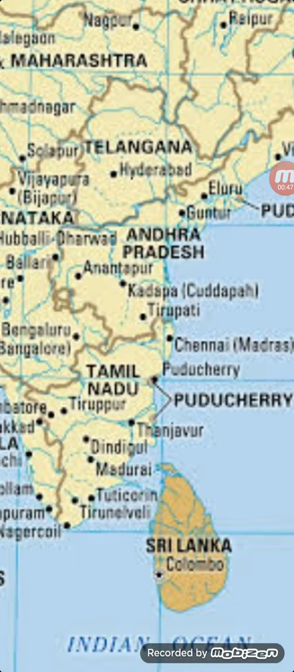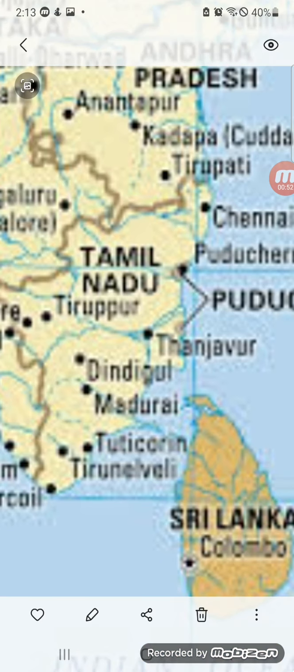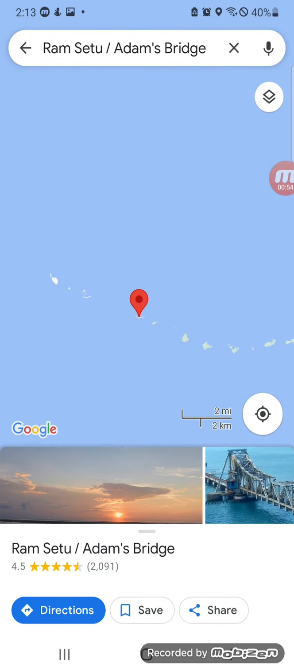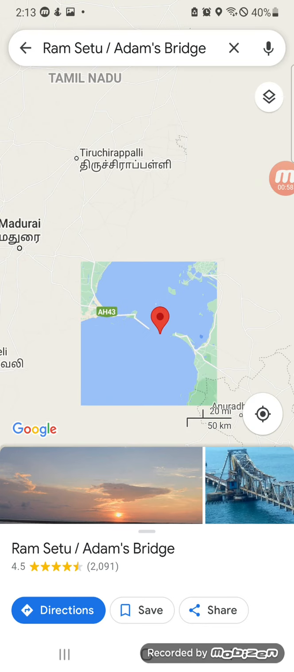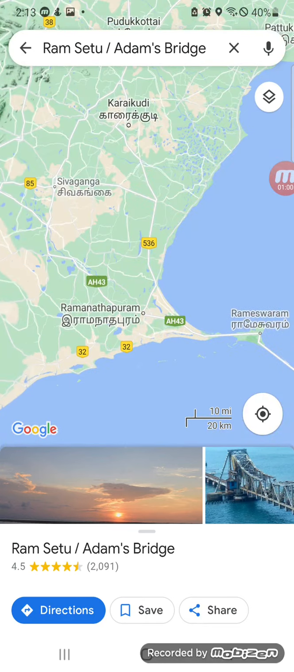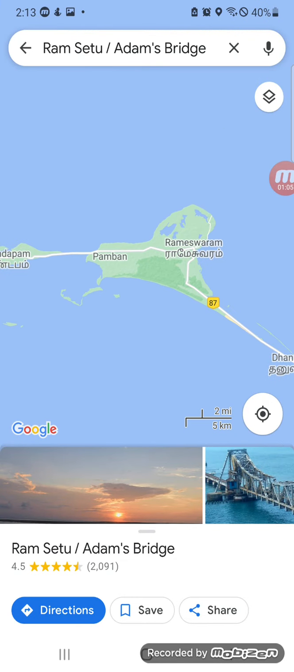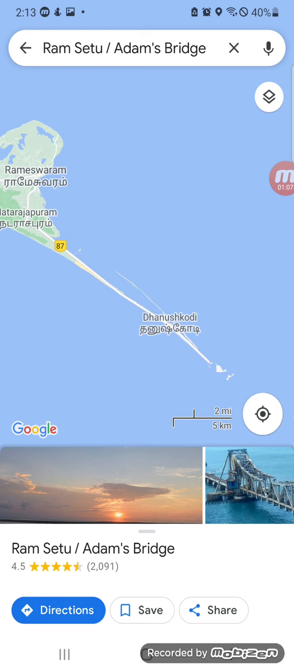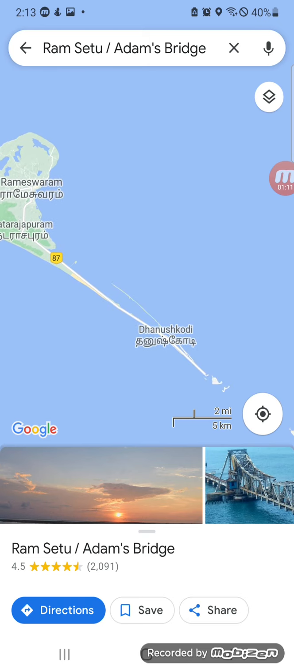So many people don't know about India. Is this part Sri Lanka and India? This part. So wait, let me go to another app. So we have a part called Ram Setu Island, which is between. This is India, Madurai, and this is the last part of India, Rameshwaram. After that, India ends. India ends here at Rameshwaram, and this is Dhanushkoti.